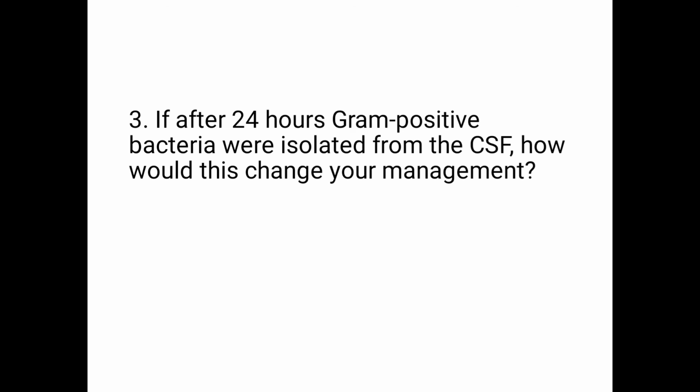In case of gram-positive aerobic cocci, streptococci, we can use penicillin G or ampicillin, because penicillin resistance is not mentioned here. Assuming the strain is penicillin susceptible, we can treat with penicillin G or ampicillin, and the treatment should be continued for 10 to 14 days.